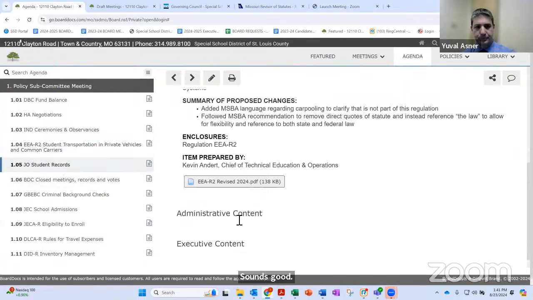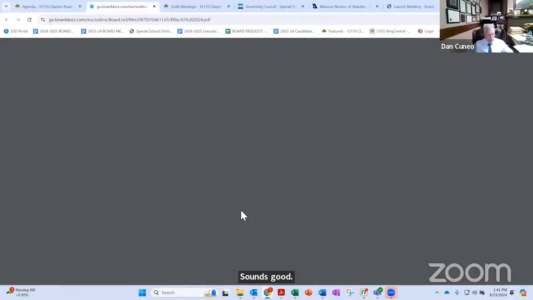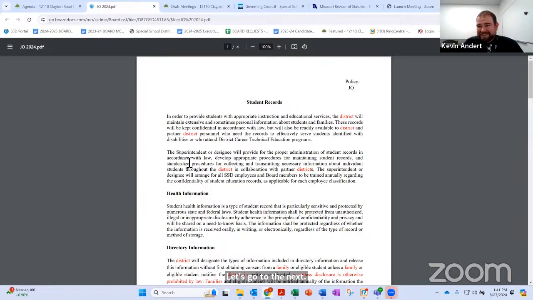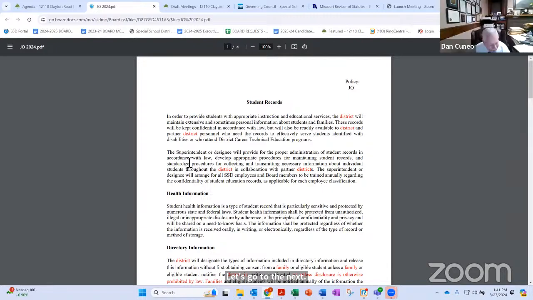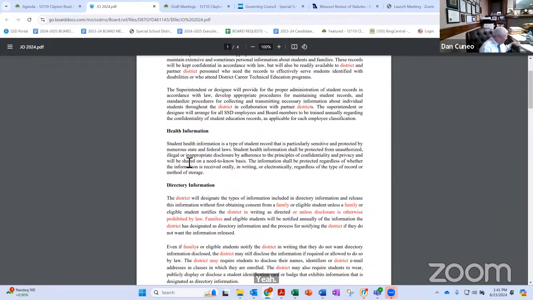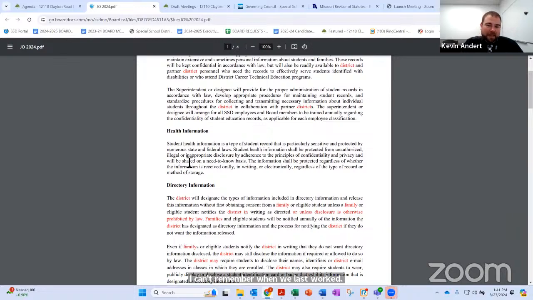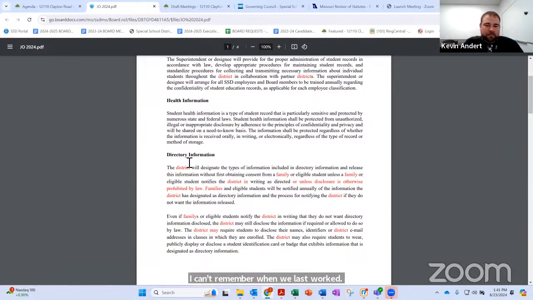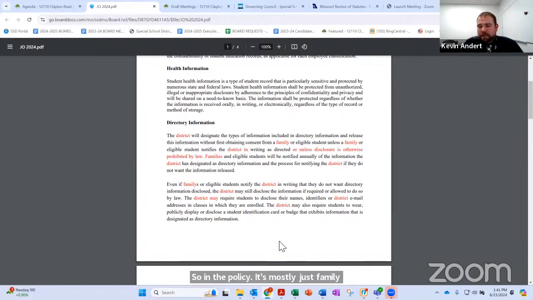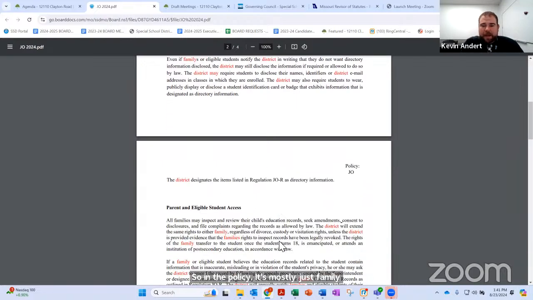All right, let's go to the next. And this is another one where it's been a minute since we've looked at JO. I can't remember when we last looked at student rights. So in the policy, it's mostly just family-centric language that was the bulk of the updates. Some capitalization.